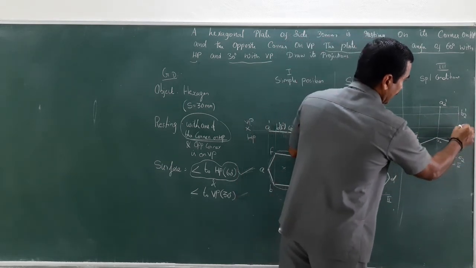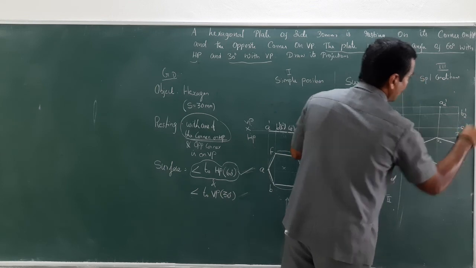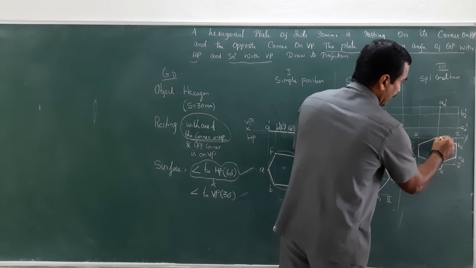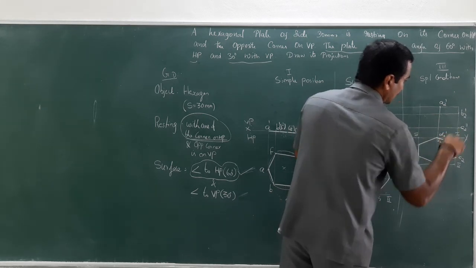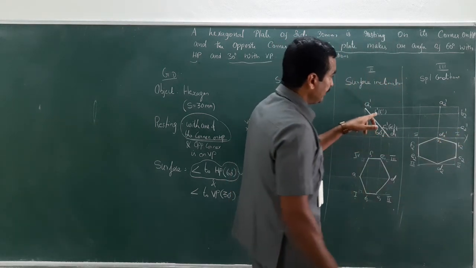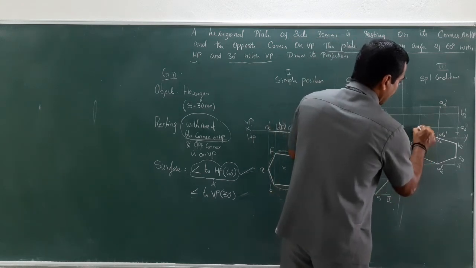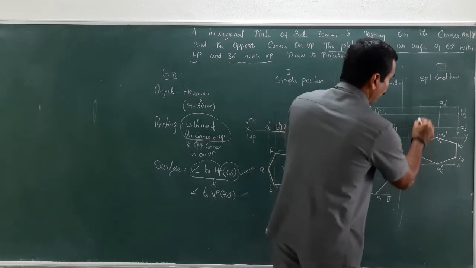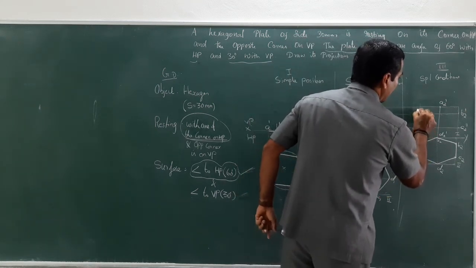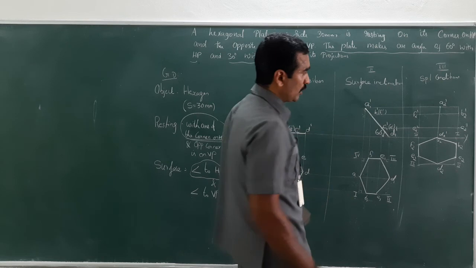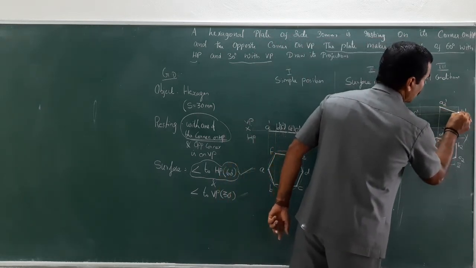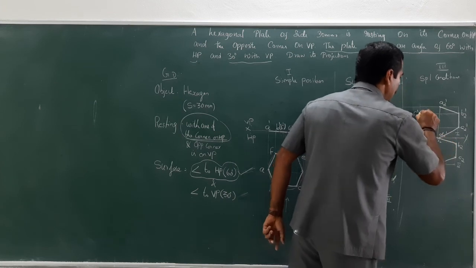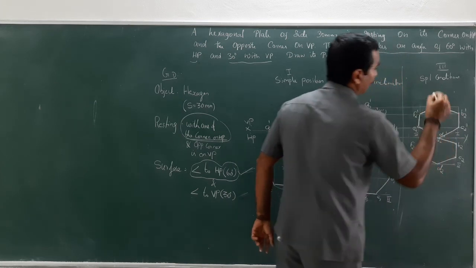C and C are intersecting here. This becomes C2 dash. And D is on the XY line here. This becomes D2 dash. And E and E are intersecting here. This becomes E2 dash. F and F are intersecting here. F2 dash. Now draw all the sides, that is A to B, B to C, C to D, D to E, E to F, and F to A.